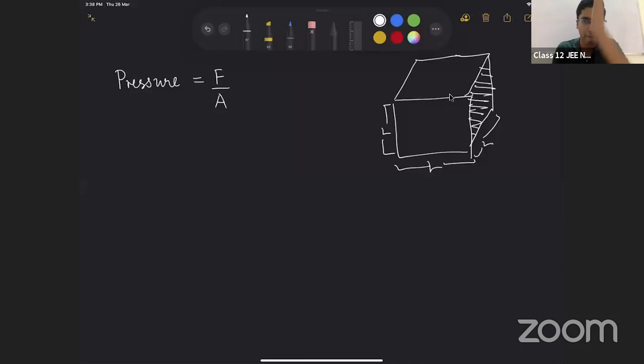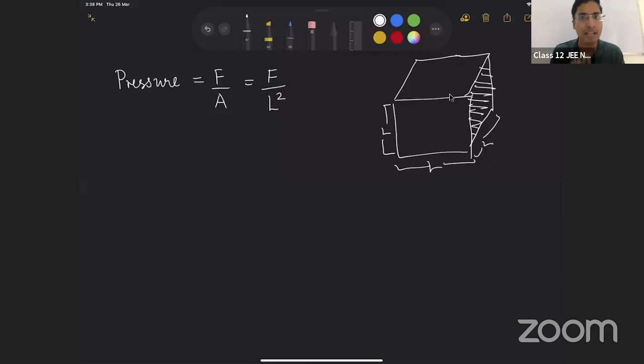So we are now going to take one wall and find out the pressure on one wall. The pressure on one wall will be the force on that wall divided by the area of that wall. Now, what is the area of a square wall? The area of a square wall is going to be L square. All of you know this.